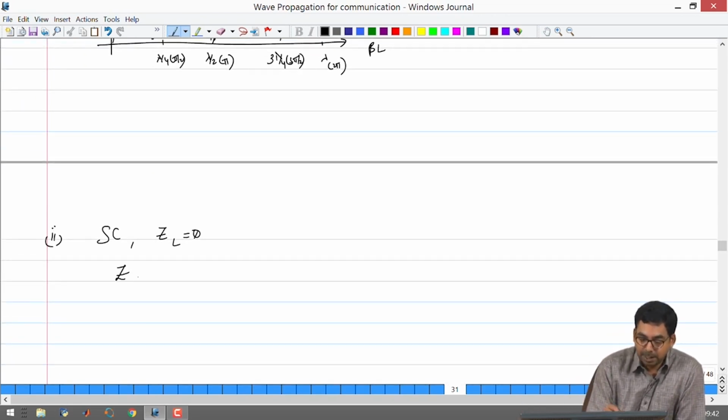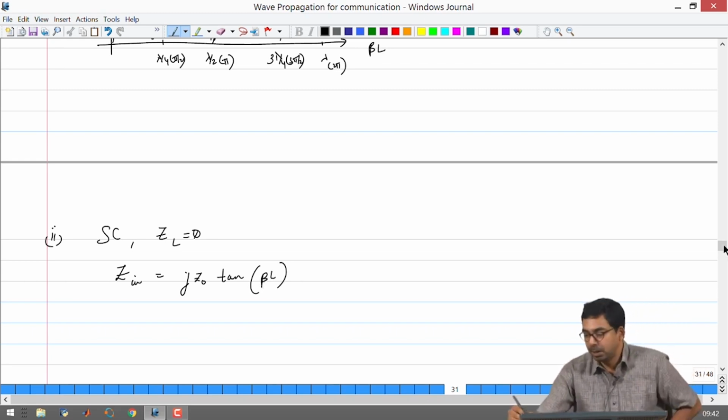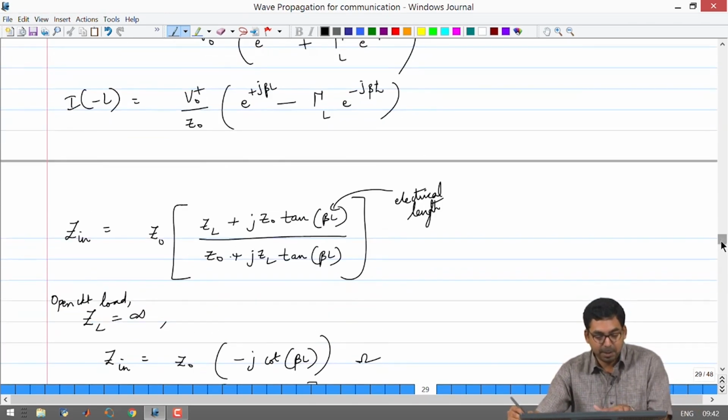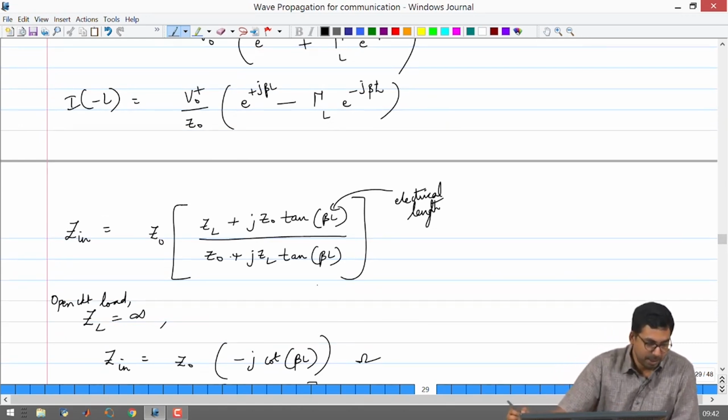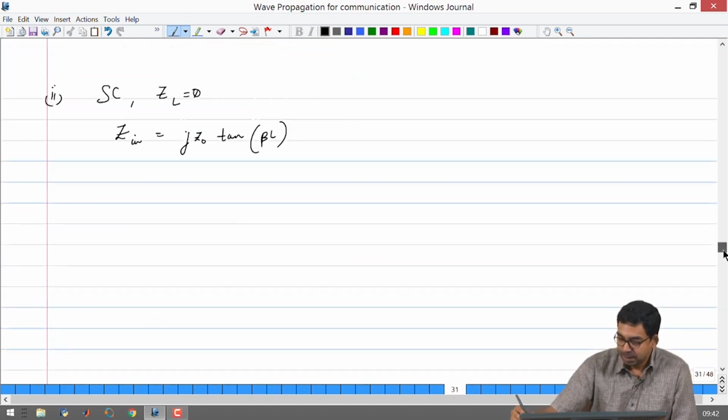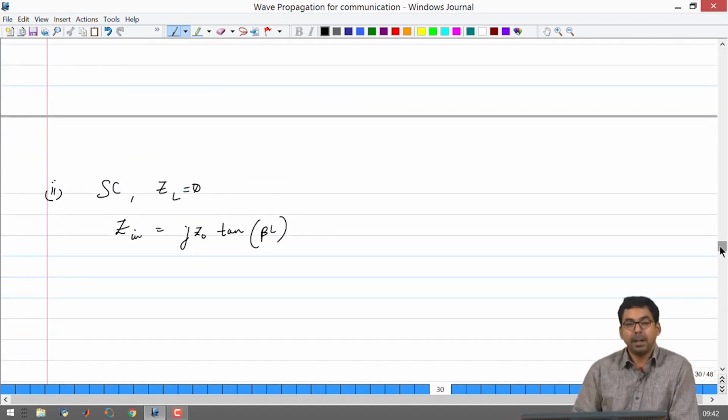The short circuit case is going to be Z in is j Z naught tan beta L. This means that in the expression for Z in, which was Z naught times (ZL plus j Z naught tan beta L), this is the expression, you will substitute ZL equal to 0 and you end up with j Z naught tan beta L.